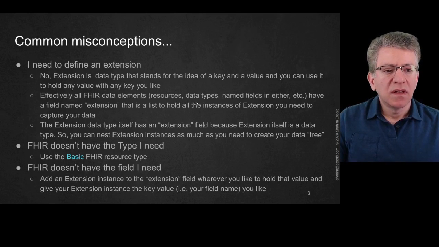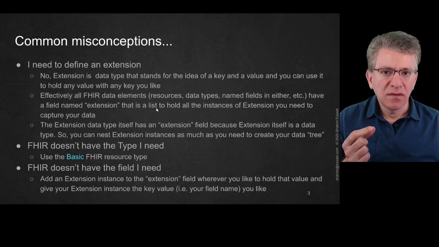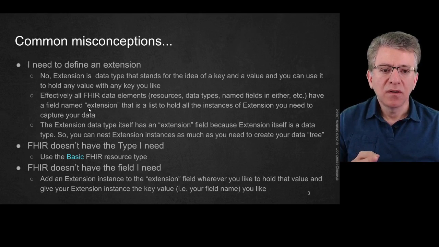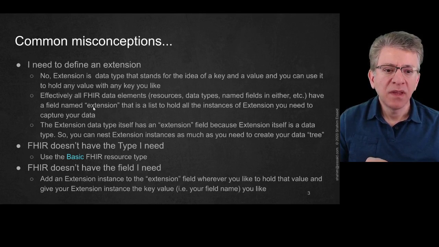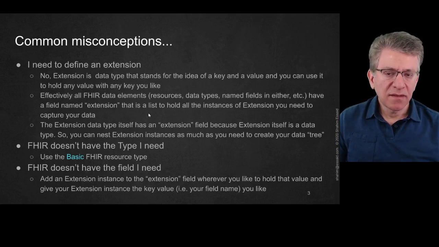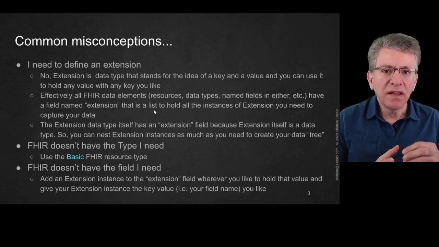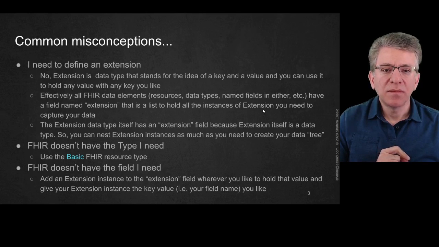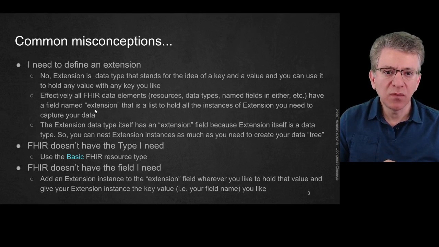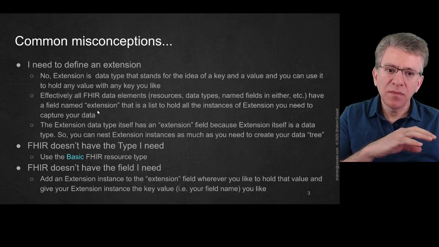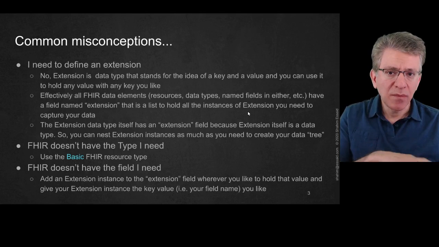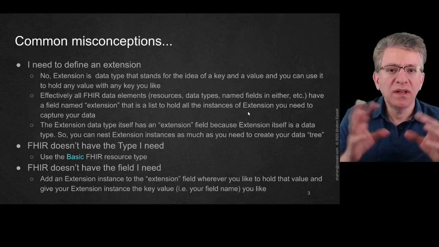The data types and all the named fields within the resources and the data types all have a named field called extension with a small e, as opposed to the capital E extension data type. This extension is a list. It's an open, unlimited list that you can place instances of your extension data type in. So the extension field with small e has a type extension with capital E. So you already have all the pieces you need.